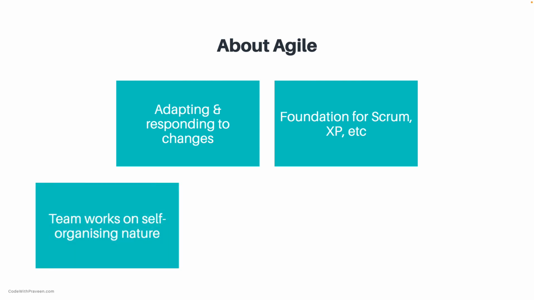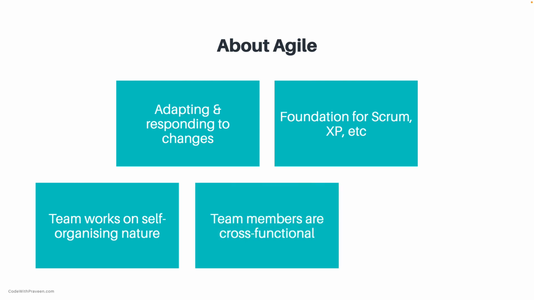Next, the team that follows Agile methodology works on self-organizing nature. This means they have more autonomy and can take decisions instead of relying on higher management. Also, the team members are cross-functional, wherein each of the team members can work on any of the modules available in a product.